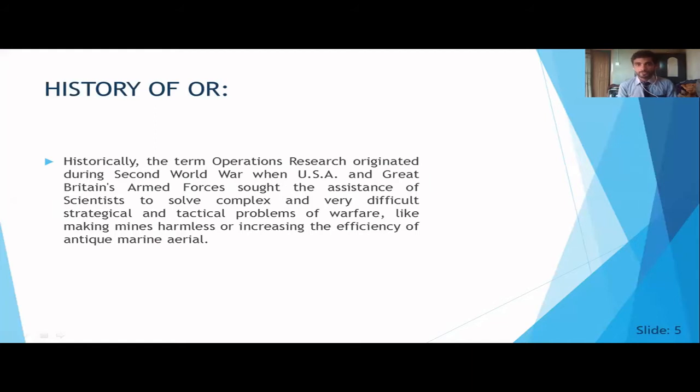History of operational research. The term operational research originated during the Second World War, when the USA and Great Britain armed forces sought the assistance of scientists to solve complex and very difficult strategic and critical problems of warfare, like making mines harmless or increasing the efficiency of kinetic marine aerial.